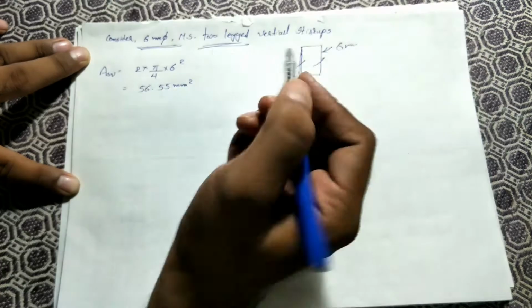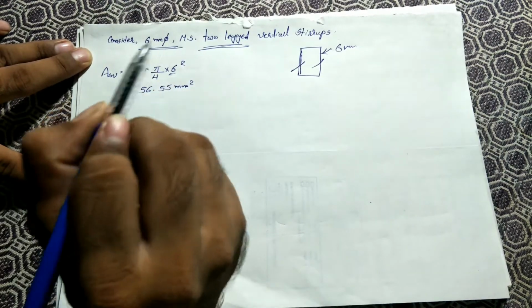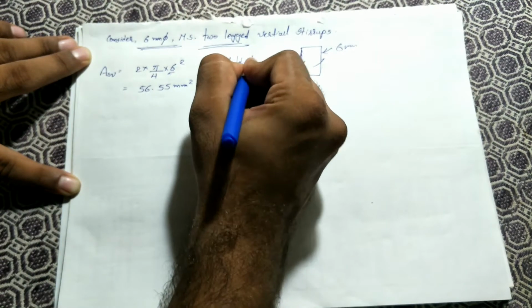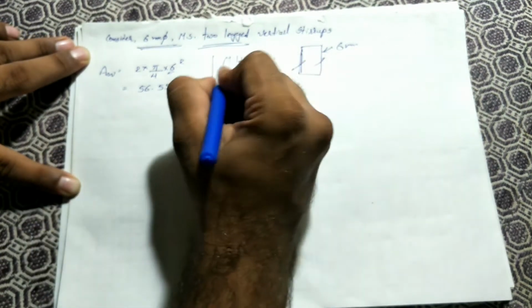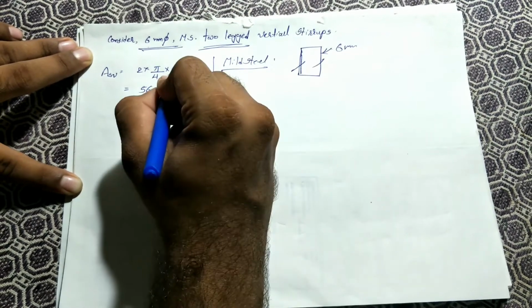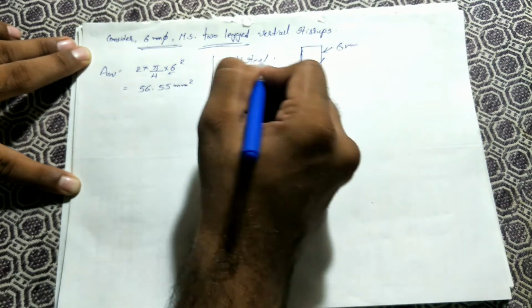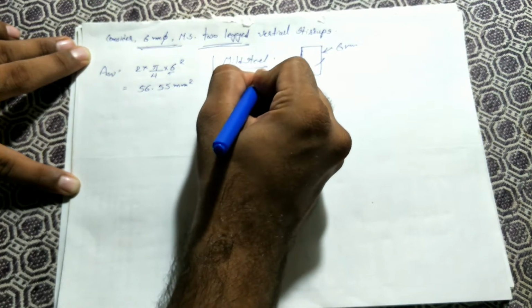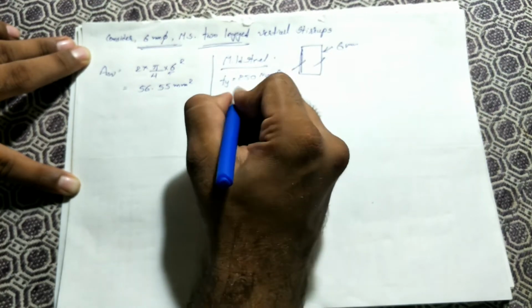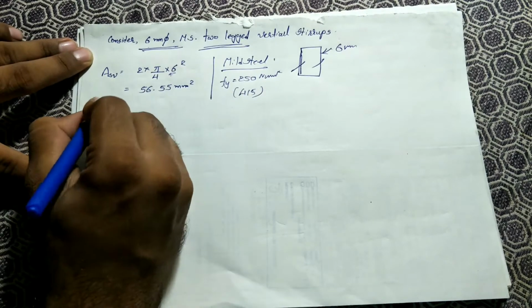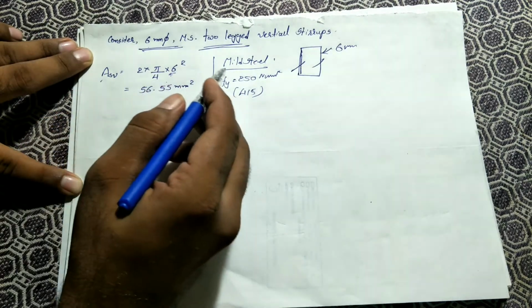Generally this 6 mm dia, you can say it's a mild steel. Because the diameter is very small, that steel is available in mild steel. So for mild steel, fy is 250 Newton per mm square. If you take 415 instead of this, then it is also not a problem. So Asv is 2 into pi by 4 d square.